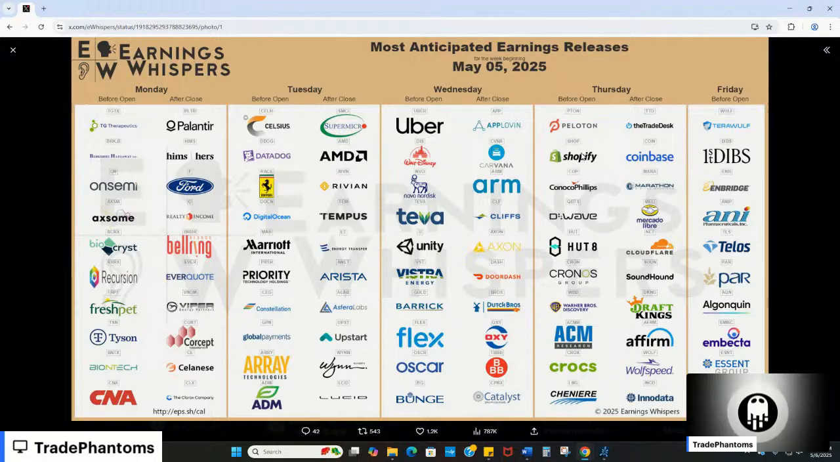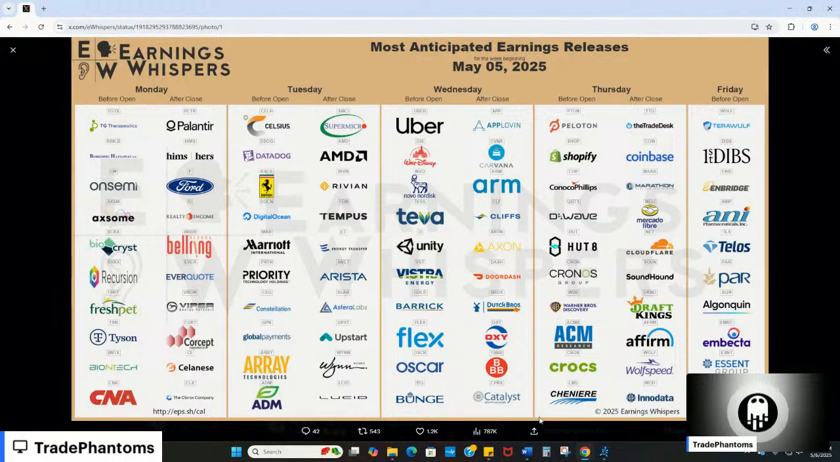Peloton, Shopify, that's Thursday morning. Coinbase after close. Hopefully they're doing good. I think they're doing good. That's why I got my crypto based there, right? SoundHound and DraftKings, Affirm. Okay, and then Friday's kind of boring as far as companies, not big, nothing too crazy there.